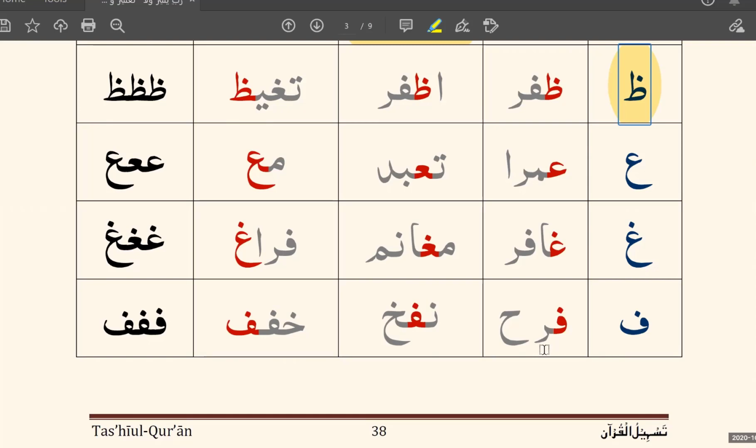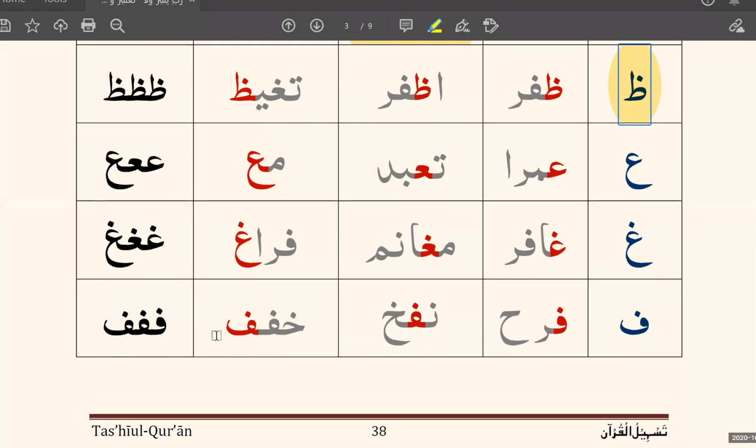Fa, Ra, Ha, Fa, Noon. Fa, Gain. No, kha. This is kha. This last is ghain, a little difference in the beginning, that shape. This is kha. Again. Za, Kha, Ha, Fa. Okay.